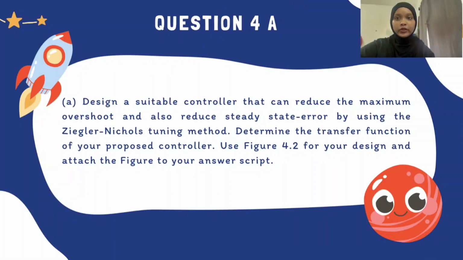Question A, they ask you to find the suitable controller that can reduce the maximum overshoot and also reduce the steady state error by using the Ziegler-Nichols tuning method.